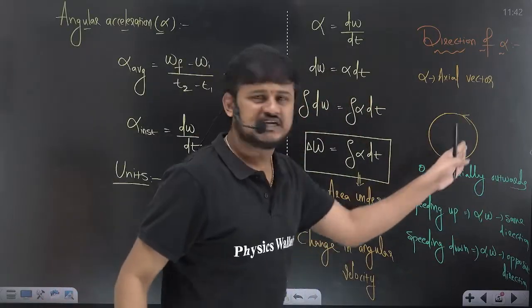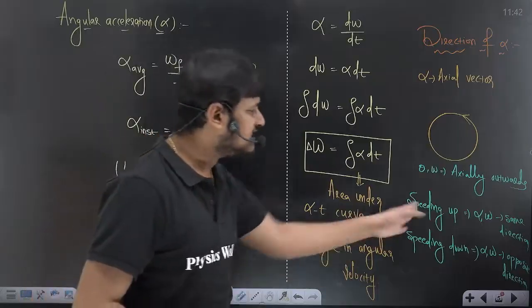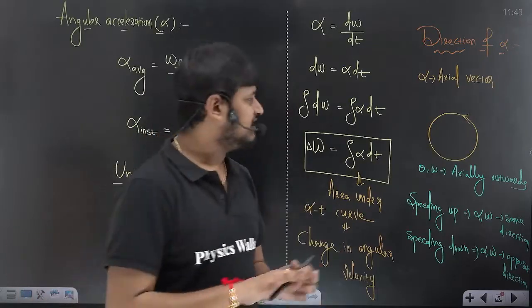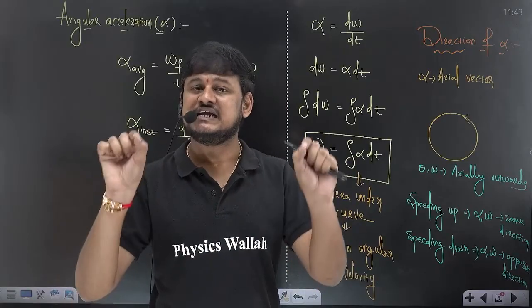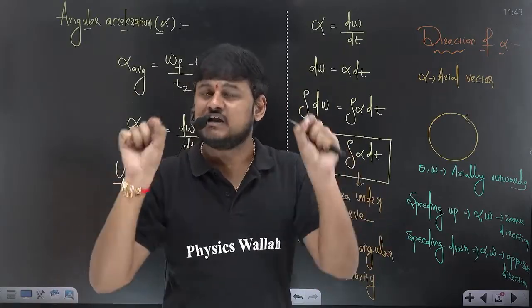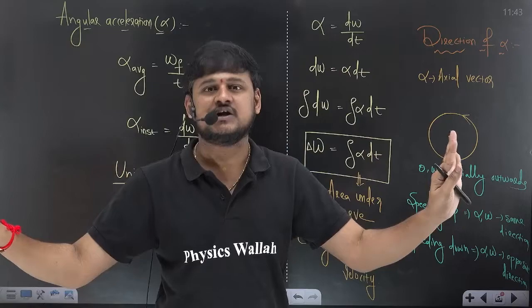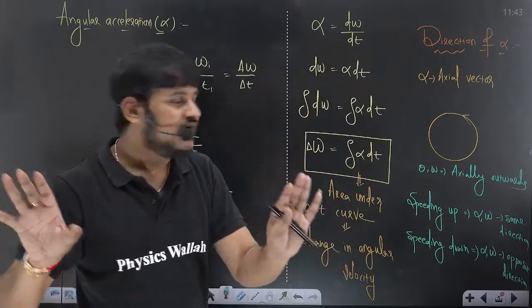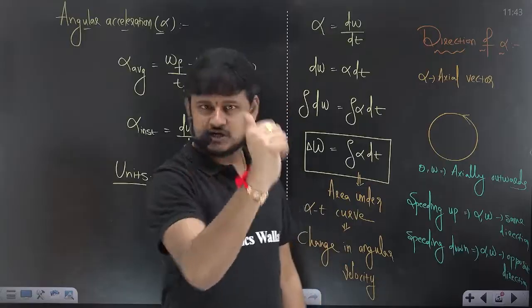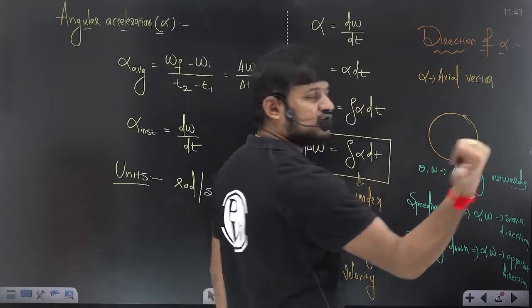Alpha will be inwards. It will be along the axis, along the axial vector. That's for sure. It will be along the axis of rotation. Alpha, theta and omega will all be along the axis of rotation. There is no doubt about it. But the direction of theta and omega can be decided, how? Simply by using the right hand thumb rule.